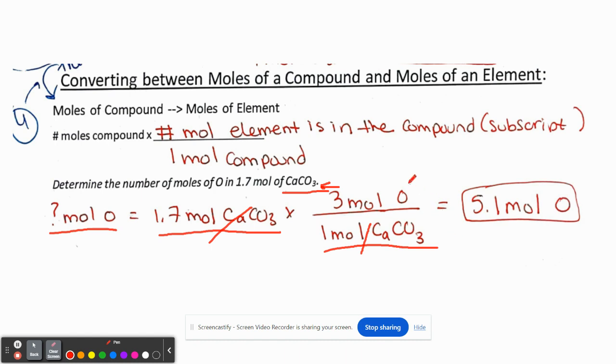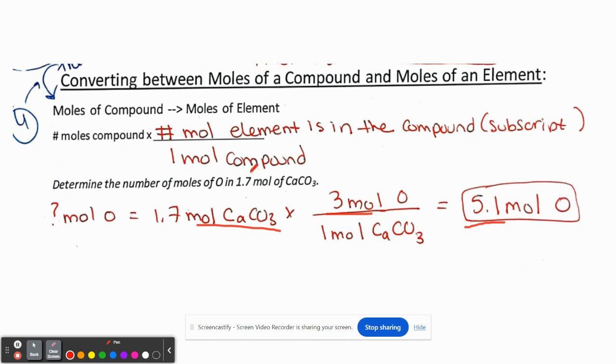Just like when we were weighing the eggs, the chicken eggs versus the quail eggs. For every mole of CaCO3, there are 3 moles of oxygen present in CaCO3. That's the same thing, that's what it's looking for. So in this problem, we're going to multiply, right? We're going to multiply 1.7 times 3. You should get something around 5.1 moles of oxygen.